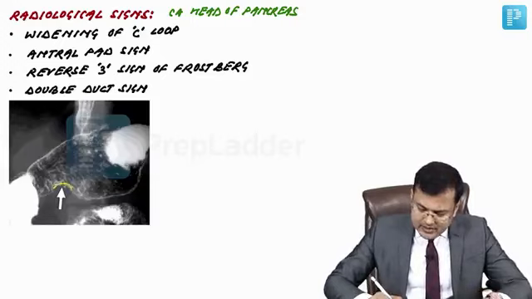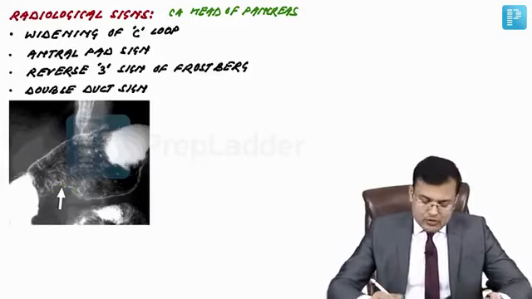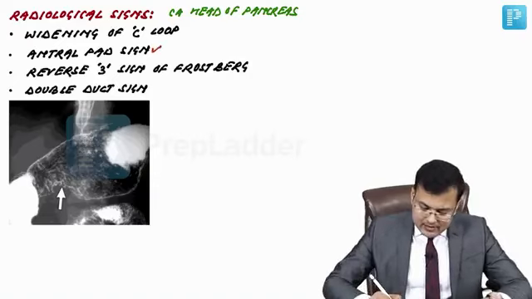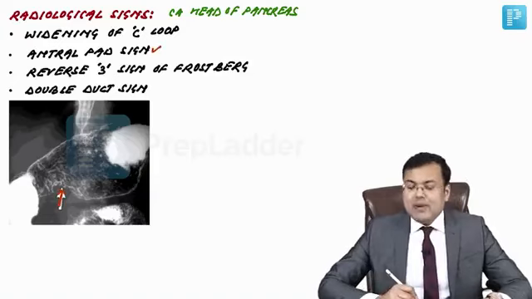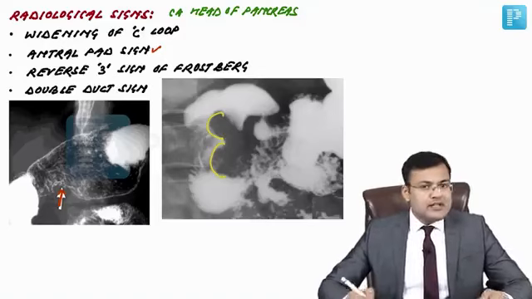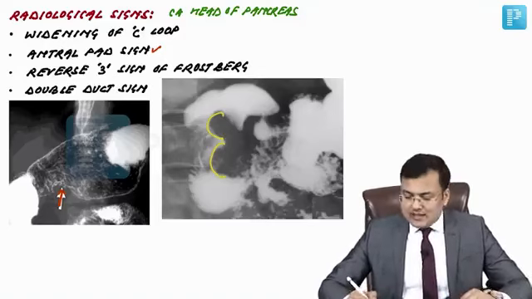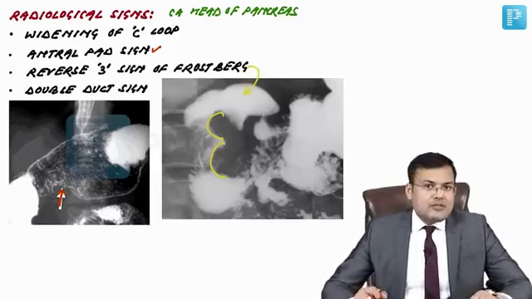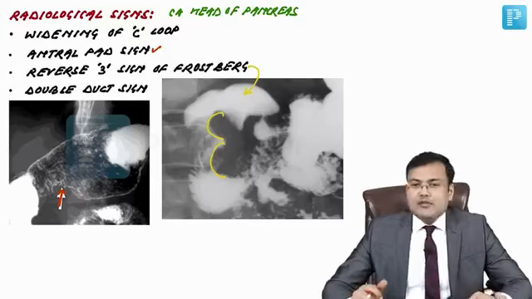In this image, you can see that there is indentation by the tumor at the antrum. So what is the name of this sign? This is antral pad sign. In this image, you can see the medial wall of duodenum is marked because of inflammatory changes in carcinoma head of pancreas, and this is known as reverse 3 sign of Frostberg.